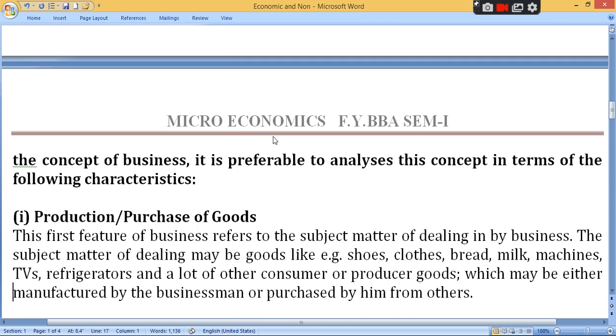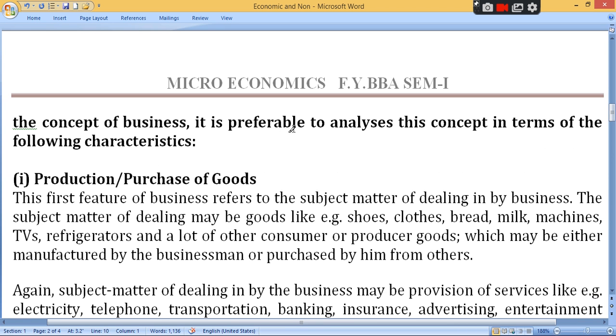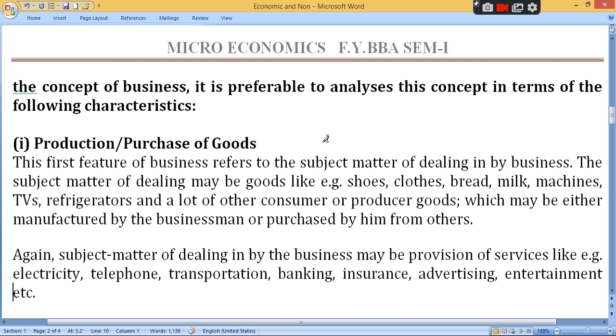Now the concept of business: it is preferable to analyze the concept in terms of the following characteristics. The characteristics of business are given, showing what is included in business. Here the characteristic of business is the purchase of goods or production of goods. The first feature refers to the subject matter dealt in by the business. The subject matter may be goods like shoes, cloth, bread, milk, machines, TVs, refrigerators and lots of other consumer and producer goods, with the main objective of earning maximum profit.